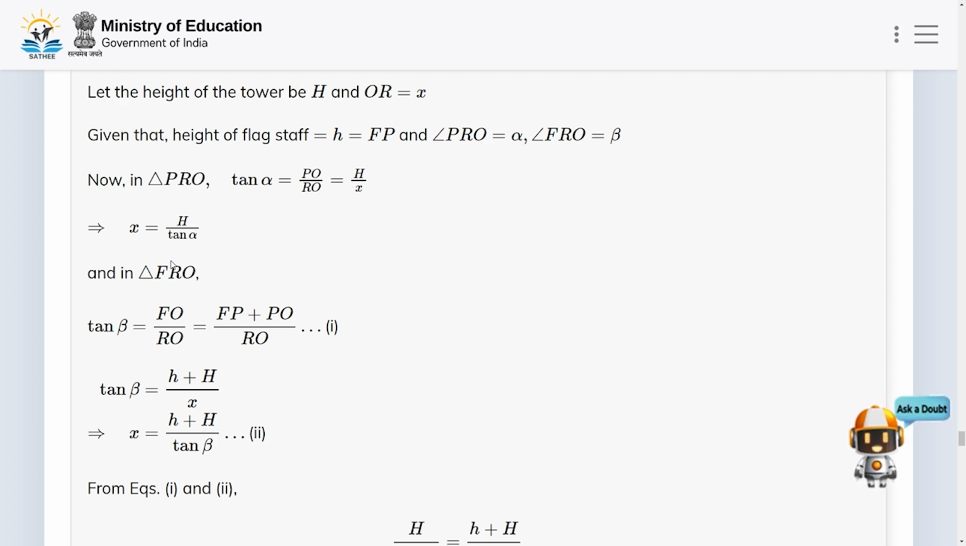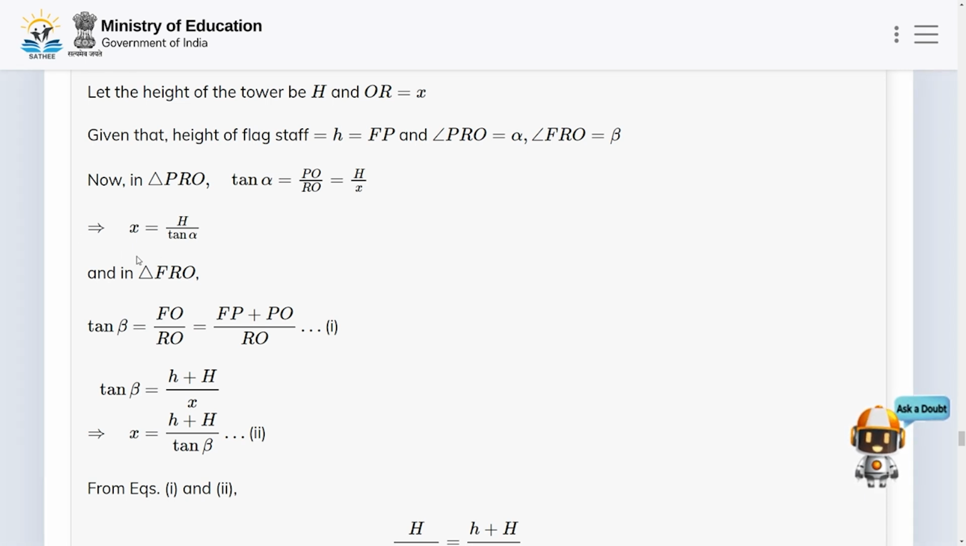Okay, so given that the height of the flagstaff h is equal to AP, and angle PRO is equal to alpha, angle FRO is equal to beta. So now in triangle PRO, tan alpha is equal to PO, that is PA divided by RO, and this is equal to h by x. Okay, and it implies x is equal to h by tan alpha.